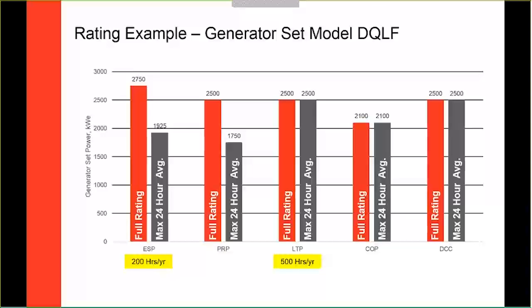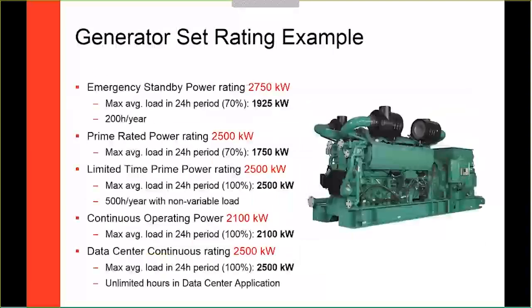Down in the bottom in yellow, you're then seeing the maximum anticipated operation on an annual basis, highlighted in particular for standby and limited time prime. However, prime rated power, continuous, and data center continuous have no limitation on their annual runtime. This next slide here is showing the same information, just in a slightly different format. Again, you'll have this Power Hour available to you afterwards, and this may be a good reference for you in the future.